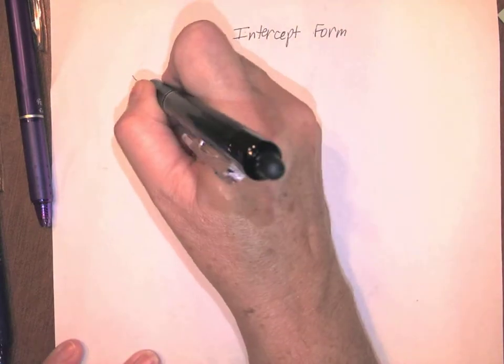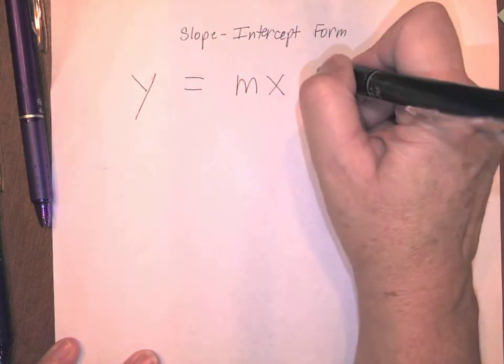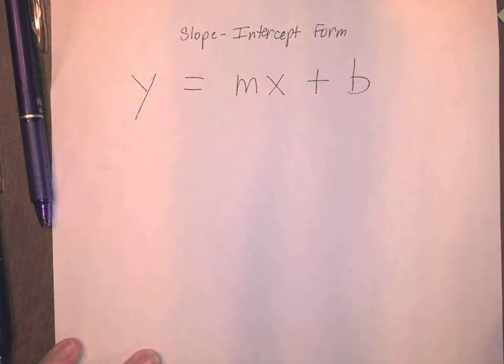Now one way we're going to see the equation is in what's called slope-intercept form. And you may have heard of this in middle school. Y equals mx plus b. So let's talk about what all these pieces mean.